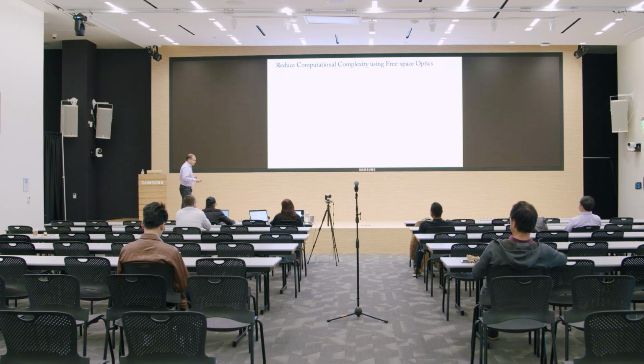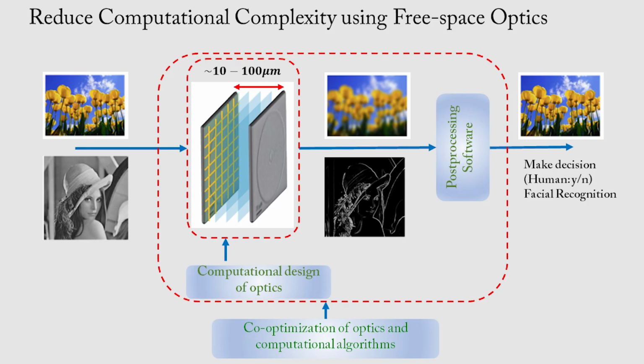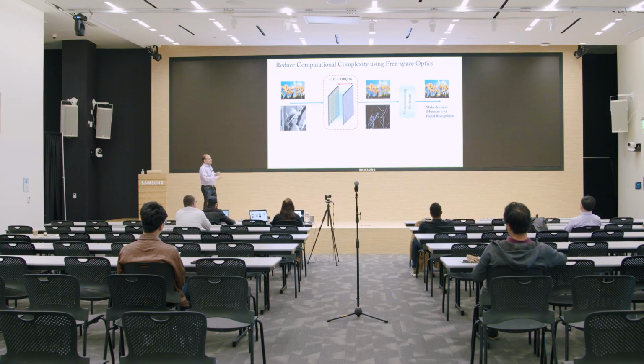Okay? And the idea is this, as I mentioned, we have some input scene or object, and our goal is either to capture something that's visually pleasing or to make a decision. So can we engineer an optical system that takes us to an intermediate state, and then we hand off to the computational post-processing software? The goal is that without this intelligently designed optics, this post-processing software will take much more power and latency. So can we reduce the computational complexity of this post-processing software by using intelligently designed optics? That's the premise we are coming up with.